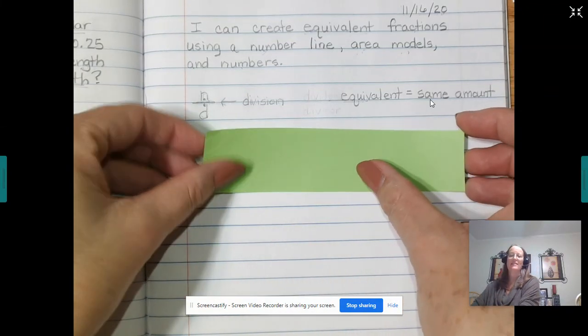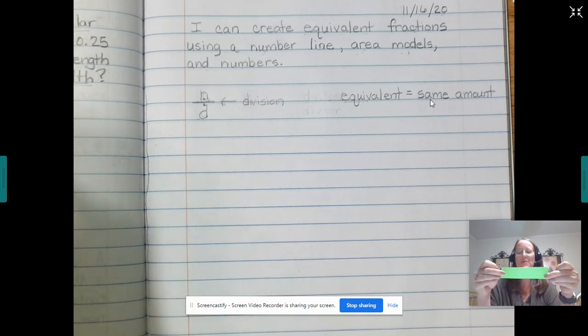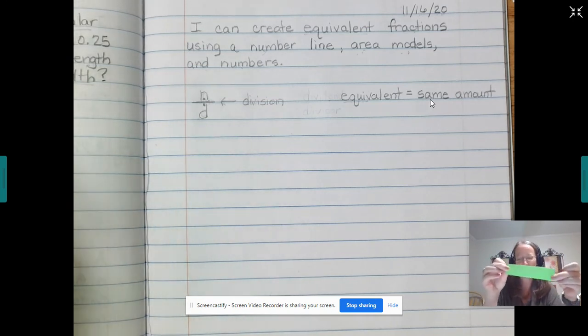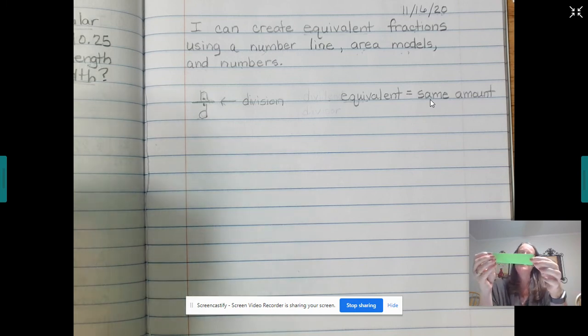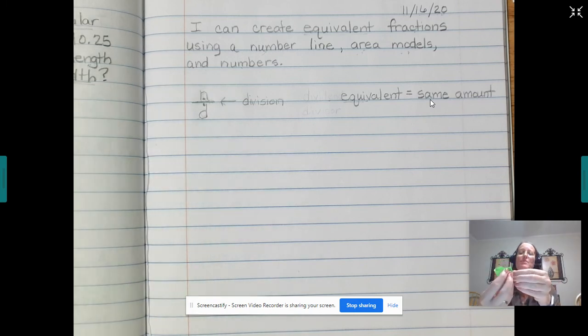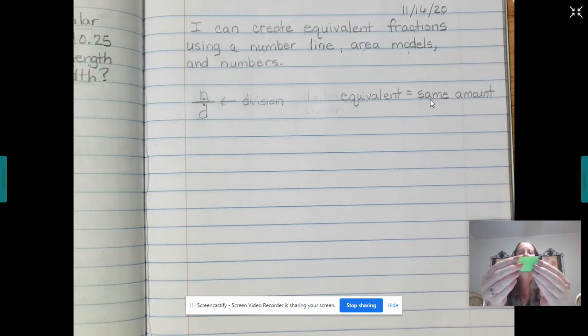Take a look at this green strip of paper that I have. Okay, I'm going to hold it up. So look down at Miss Mullenix's down in the little corner. I'm holding this piece of paper. So this is one whole strip of paper. I am going to take this paper and I'm going to fold it in half.